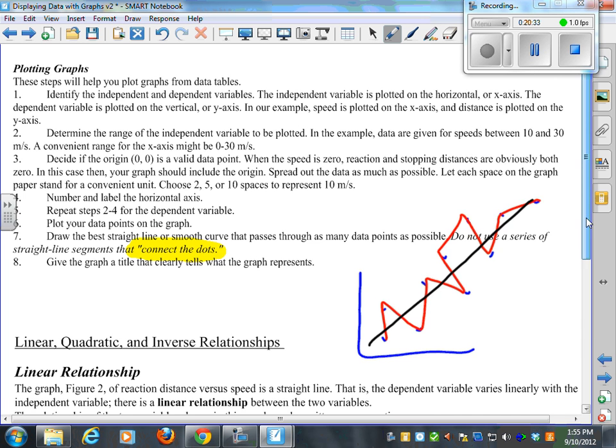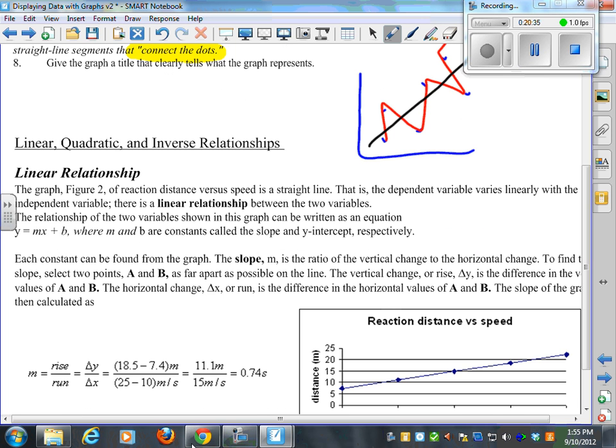Okay. Let's talk about the different kinds of mathematical relationships. We got linear, we got quadratic, and we got inverse. Let's start with linear. It's pretty easy. Linear relationship, the graph is a straight line. The graph, figure 2, of reaction distance versus speed is a straight line. That is, the dependent variable varies linearly with the independent variable. There is a linear relationship between the two variables.